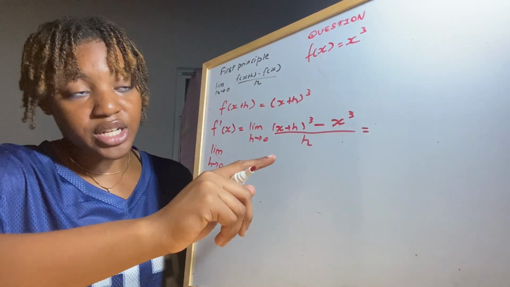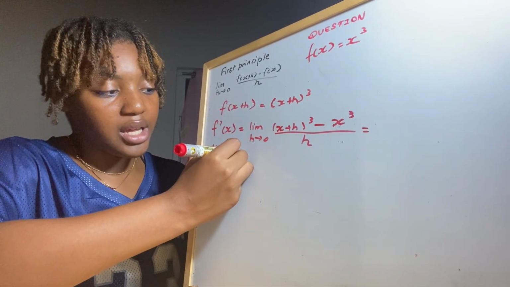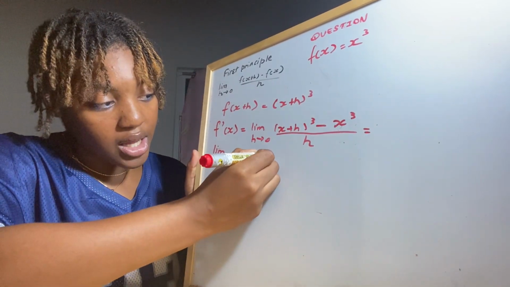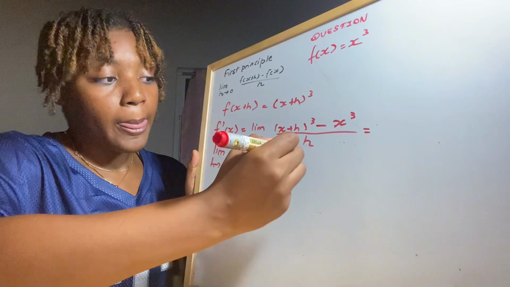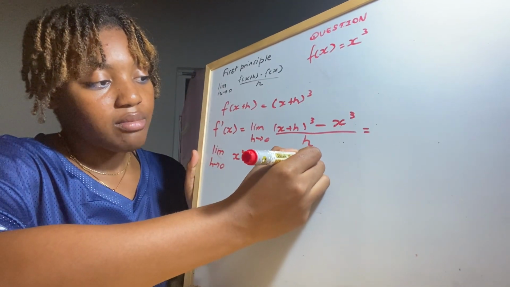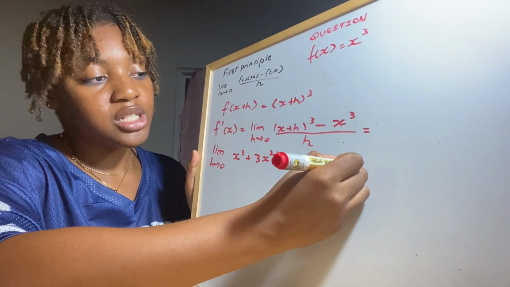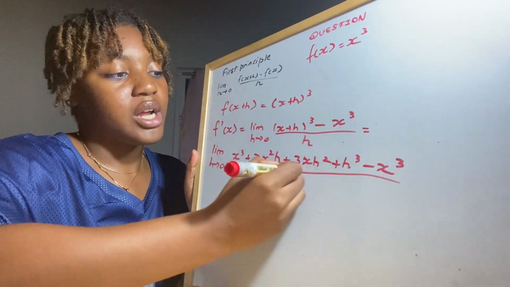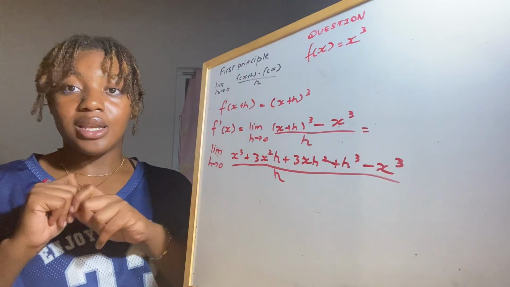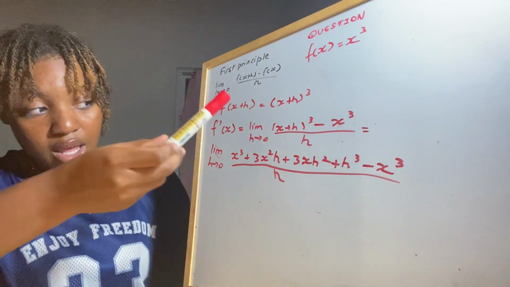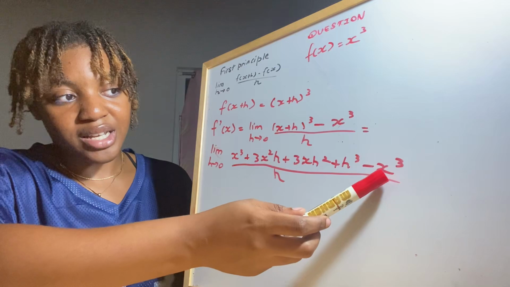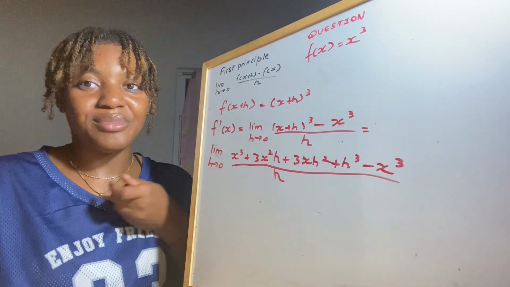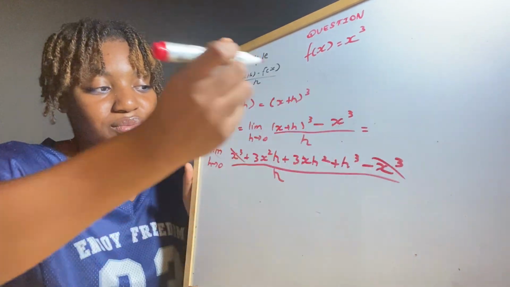So x plus h cubed expanded would be x cubed plus 3x squared h plus 3x h squared plus h cubed minus x cubed, and this would be all over h. Next thing you're going to notice that we have x cubed right here and minus x cubed right there. So x cubed minus x cubed would simply be 0, so we can just cancel out the 2.